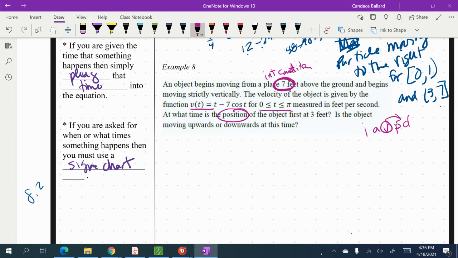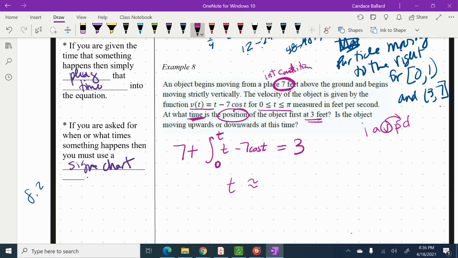When we integrate, we have to be aware of the initial condition, which is 7. We know we're going to start at 0. But look at what it's saying: at what time? I have to solve for time. So I don't really know where I am ending, because it wants the time when the position is equal to 3 feet. So I'm going to integrate this and set it equal to 3 feet. I'm going to use the power of my calculator to actually solve for t, and then we're going to use that to determine whether it's moving up or down.